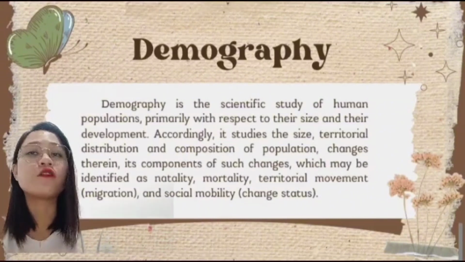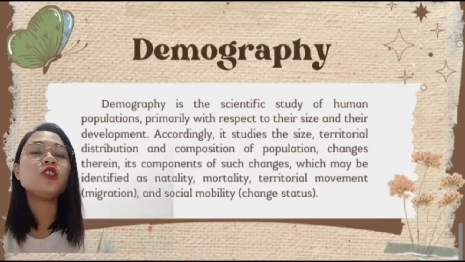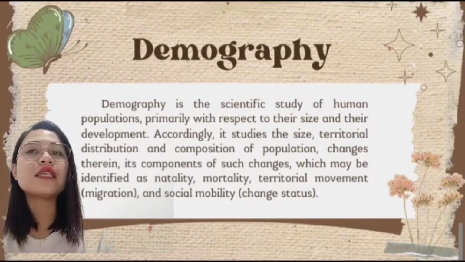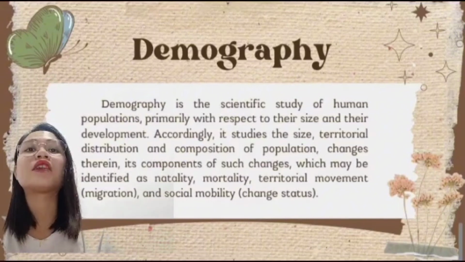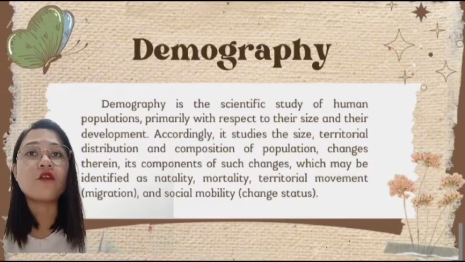So when we say demography, it is like a scientific detective investigating how many people there are, where they live, and how they are changing over time. It looks at things like birth rates, death rates, people moving around, and how society is shifting. The key terms of this topic are demography and demographic transition.